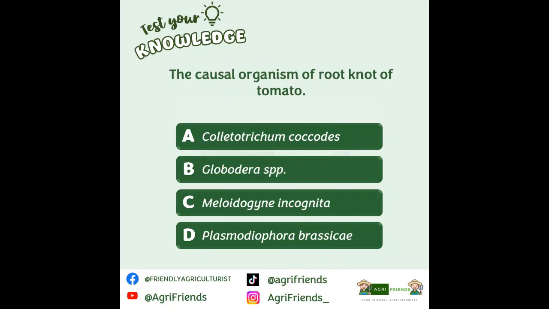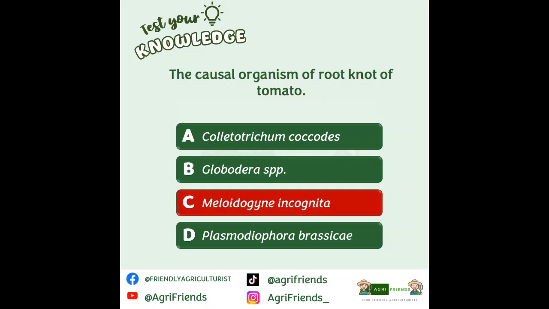Next, the causal organism of root knot of tomato. A. Colletotrichum coccodes. B. Globodera sp. C. Meloidogyne incognita. Or D. Plasmodiophora brassicae. The answer is Meloidogyne incognita.